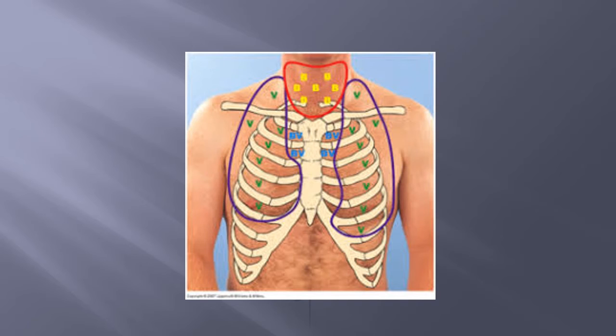Let's see what normal lung sounds sound like. Bronchial sounds, or sounds heard up towards the throat, are going to sound like this. Whereas vesicular sounds are going to have a bit of a different sound and be more like this.